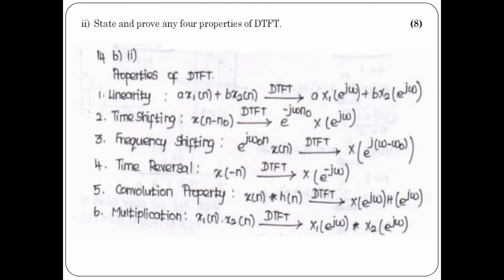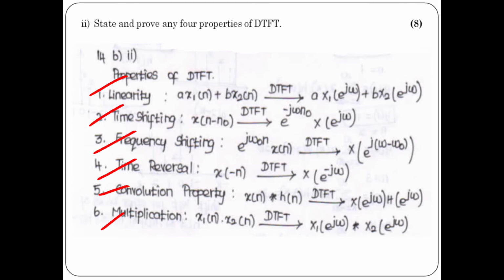State and prove any 4 properties of discrete time Fourier transform. So for the properties of DTFT, I have listed 6 properties of which any 4 can be explained. That is linearity, time shifting, frequency shifting, time reversal, convolution, and multiplication property. I have left out the properties like correlation property, time scaling property, differentiation property. Those can also be written.